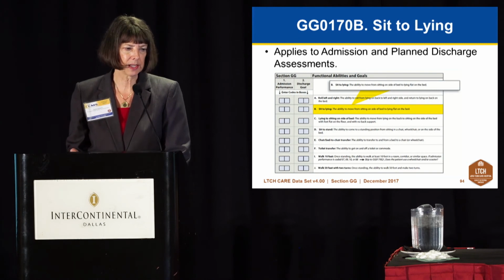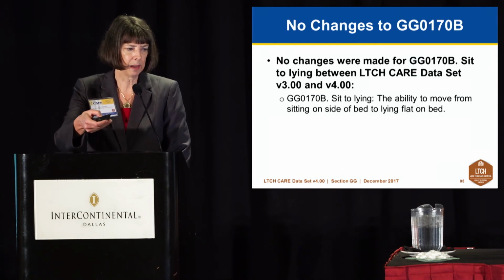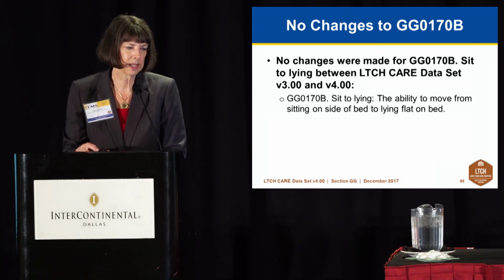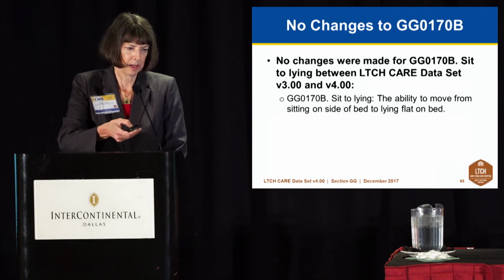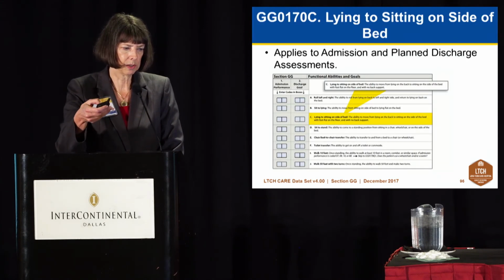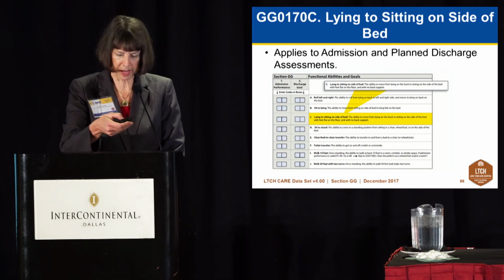So let's look at sit to lying. This applies at admission and planned discharge assessment. This is the second item in your mobility items. There's been no change to this item of sit to lying, the ability to move from sitting on the side of the bed to lying flat on the bed. So there'll be no changes between your versions. Let's skip that one and go on to lying to sitting on the side of the bed.